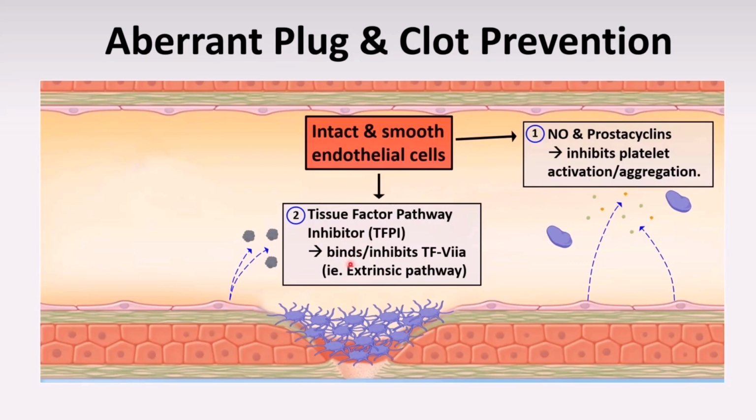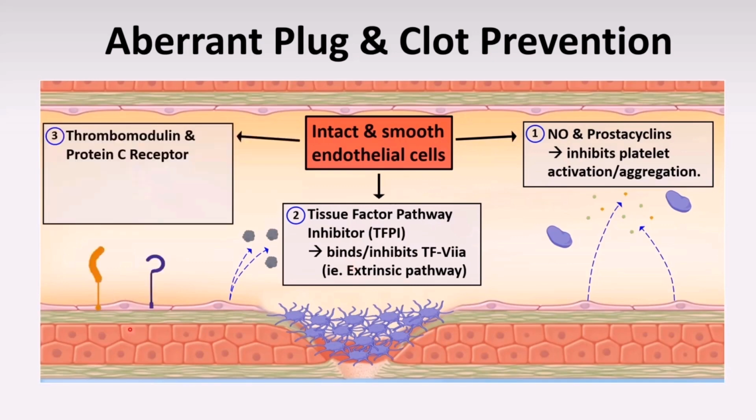Now, other than TFPI release, the intact endothelial cells are so critical to inhibit clot formation through their surface receptors. So there are two surface receptors that are particularly important when it comes to the inhibition of clot formation. These are the thrombomodulins as well as the protein C receptors. Right?